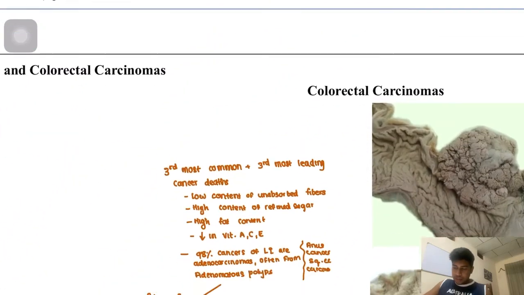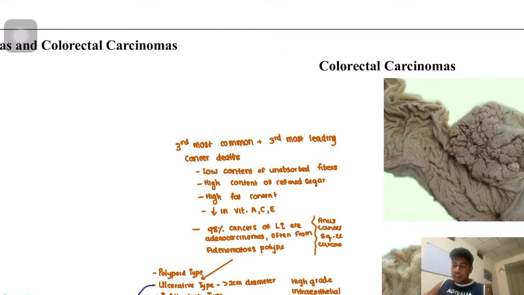Next we have colorectal carcinomas. I told you for a male, prostate cancer is the most common type of cancer. Next, lung cancer. Colorectal carcinomas are the third most common type of cancer and the third leading cause of cancer deaths.